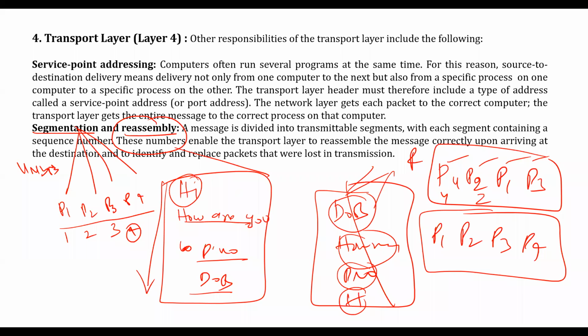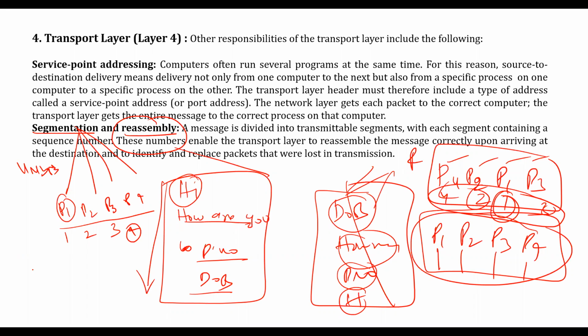What is the sequence number of P1? 1 and 3. So 4, 2, 1, 3, it is not in order. At the reassembly side, according to sequence number, it is sorted. So first sequence number 1, then 2, then 3, then 4. So it is the responsibility of segmentation and reassembly. Hope you understand this point.